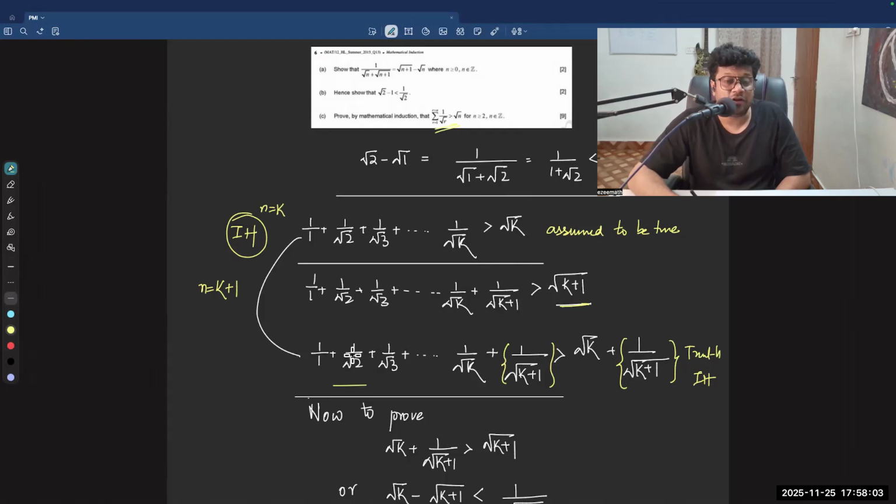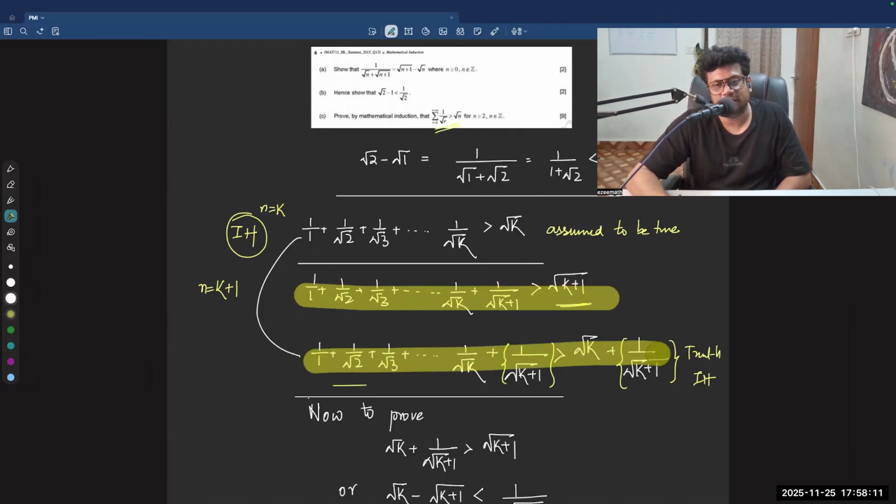But this is not what I want to prove. I actually want to prove this, and I know this from my inductive step. And again, what do I do? Well, I compare the right side here with the right side there. If this is always greater than that, my job is done.